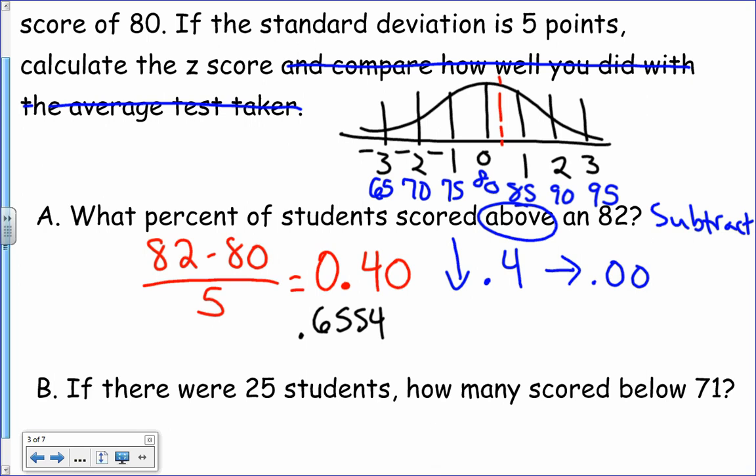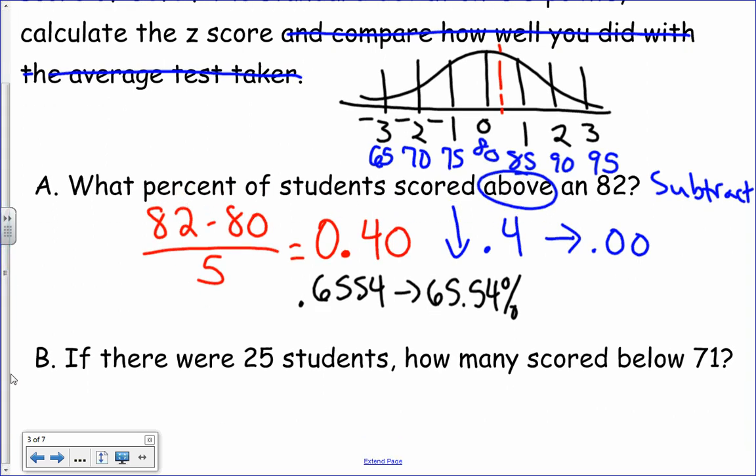All right, so what percentage is that, guys? 65.54%. Now, listen to me. That's the students. 65% of the students made up to that 82. But it wants to know above. So what do you do with this percentage? Subtract from 100. So you take that percentage and you subtract it from 100.